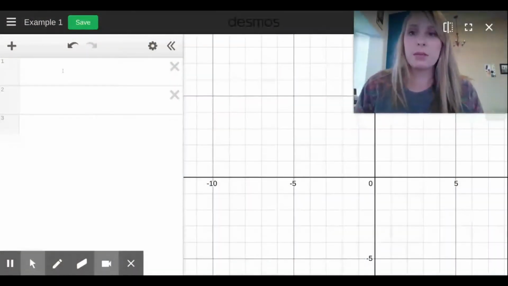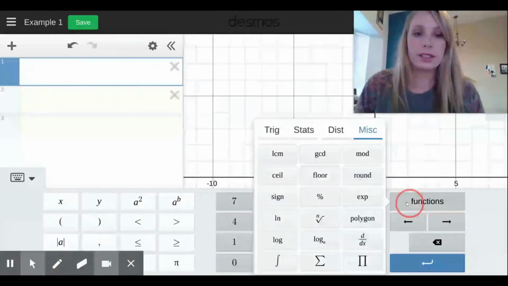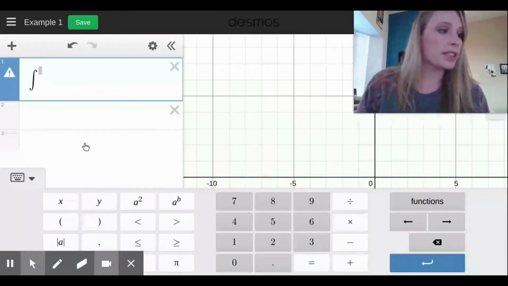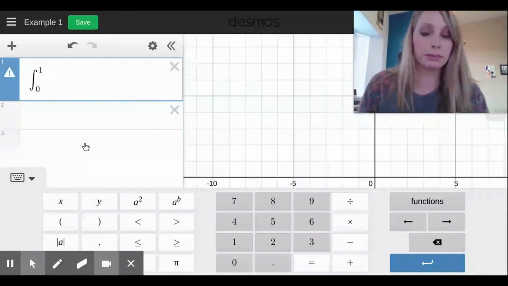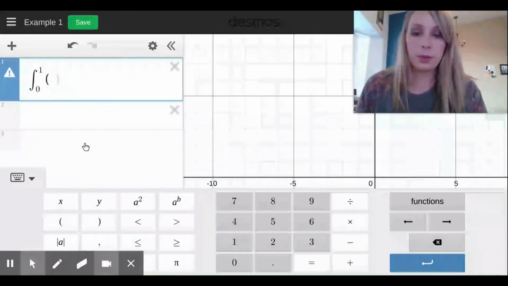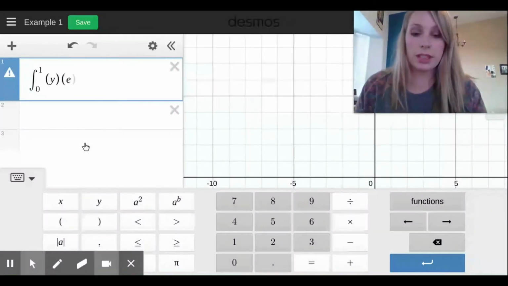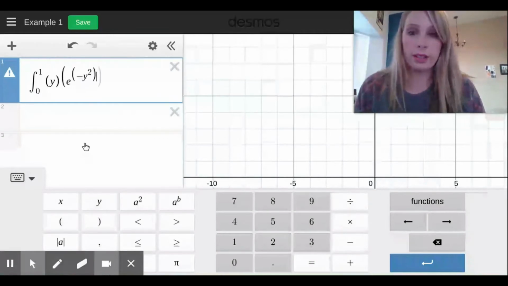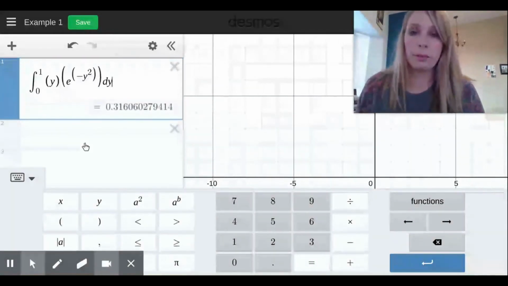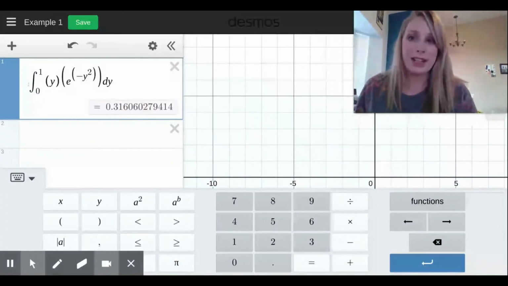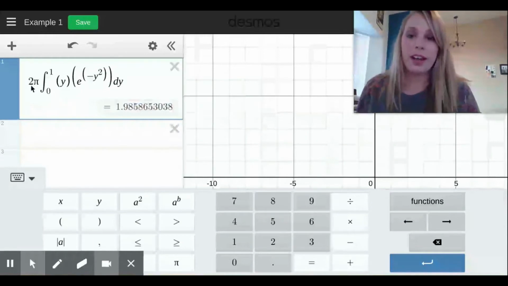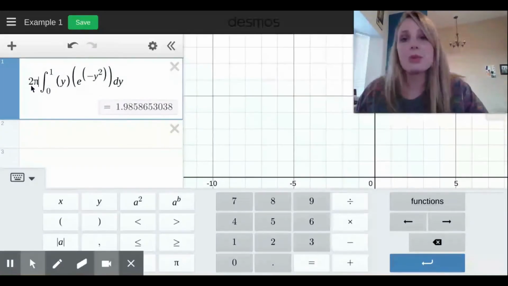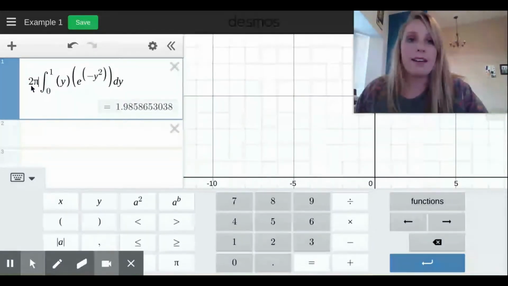Okay, so in this example, we were trying to calculate the integral from, what was it? It was 0 to 1 of y times e to the power of negative y squared dy. And that is not going to give us a fraction again, so I'll go ahead and put that 2 pi out front, and we get 1.986 if we were to round it. So 1.986 would be the volume of that shape.